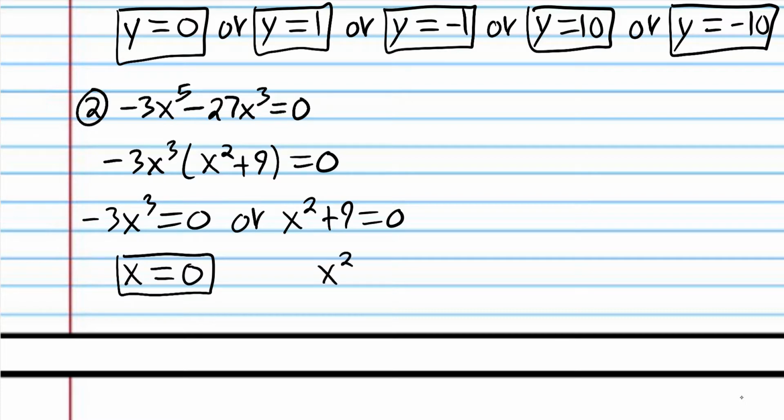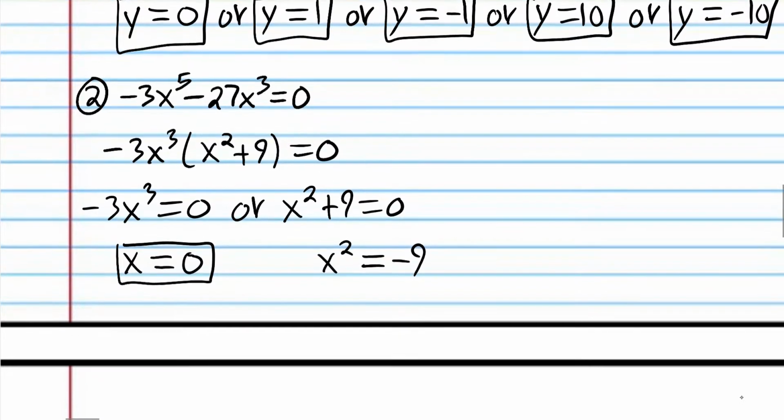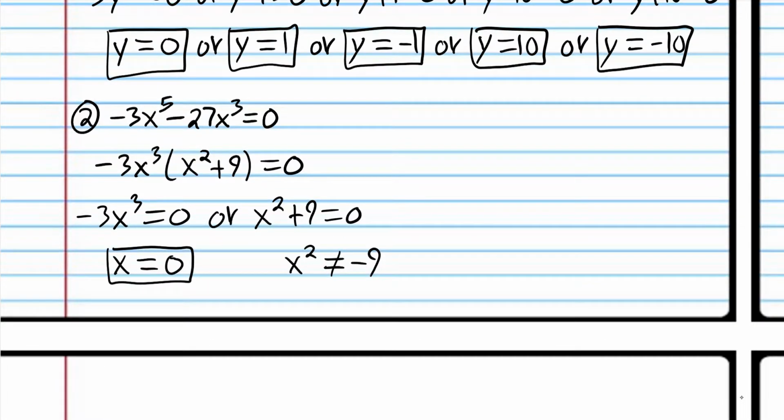Over here, if we solve for x squared, because remember when you have an equation with a square, you want to solve for the square, then square root. The problem is you can't have x squared is equal to -9. That's impossible. So that doesn't produce a solution. So the only solution to that equation is x equals 0.